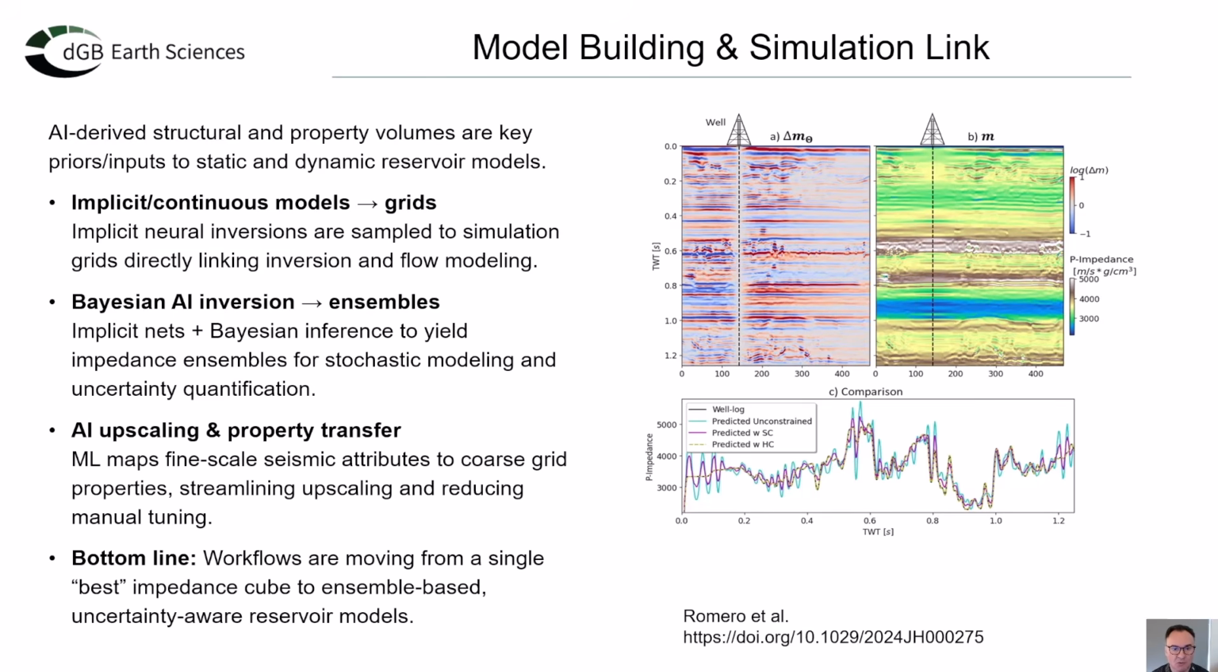And so we want to have implicit continuous models. We want to use Bayesian AI inversion for stochastic modeling and uncertainty quantification. We want to be able to do AI upscaling and property transfer. And the bottom line is that workflows are moving from a single best impedance cube to ensemble-based uncertainty of where reservoir models, and machine learning very much enables us to be able to do these things.